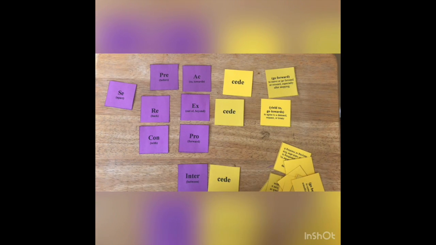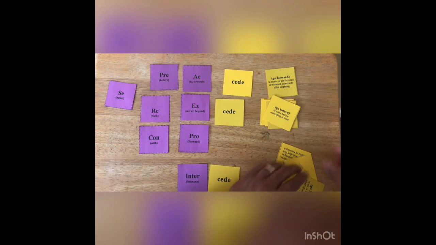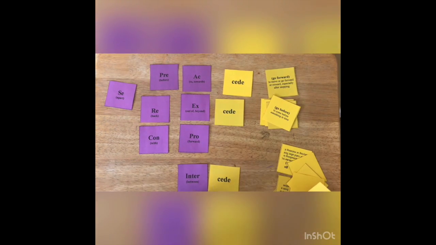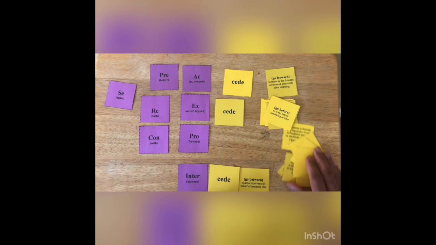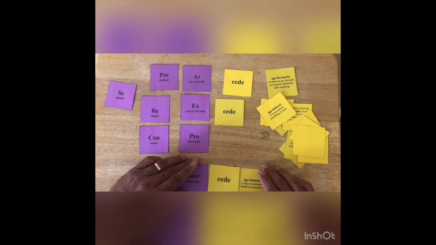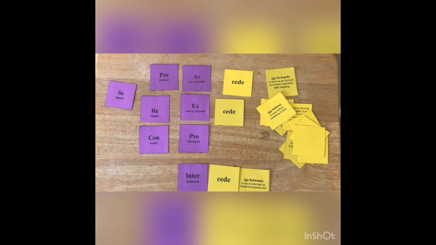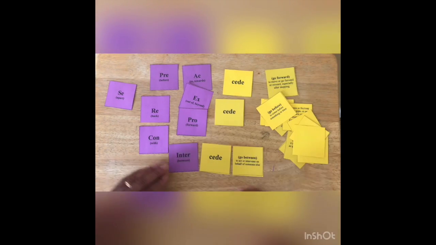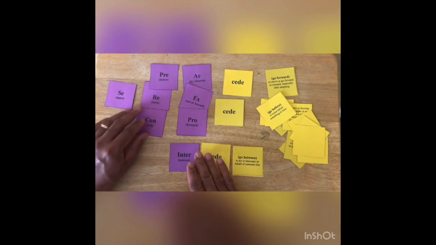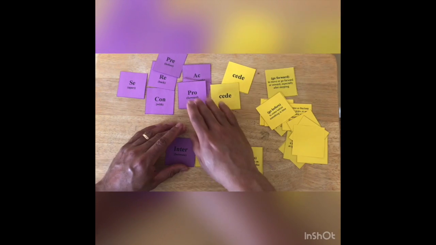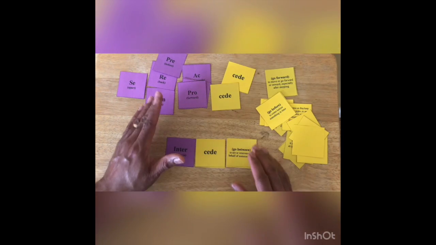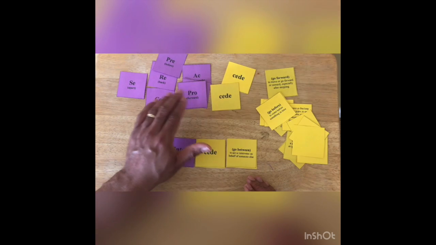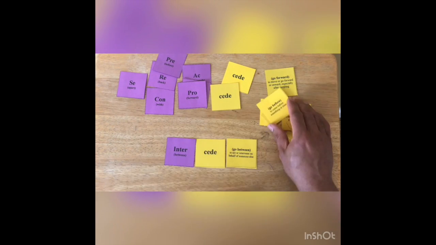I've got some definitions here. Go forwards, go out, go beyond, go before. Well, let's see. Inter means between, and cede means to go. And so I'm going to match it with this definition card, which means go between, to act or intervene on behalf of someone else. So you see I've made a word. I'm going to push it up here so you can see it. This is my word intercede. Okay? Intercede. Put all my prefixes back, and I'm going to do this with each of these purple prefixes. I'm going to take a prefix, match it to a root or base, and then match it to a definition card.